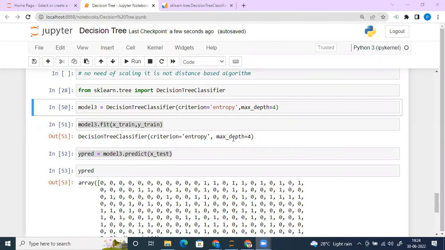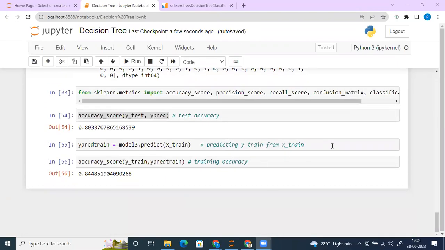Okay, fine, perfect. Now let me move ahead and let's see other parameters. That's fine, whatever we have done. See, accuracy. I told you there are other metrics as well. What are those? Let me come here.